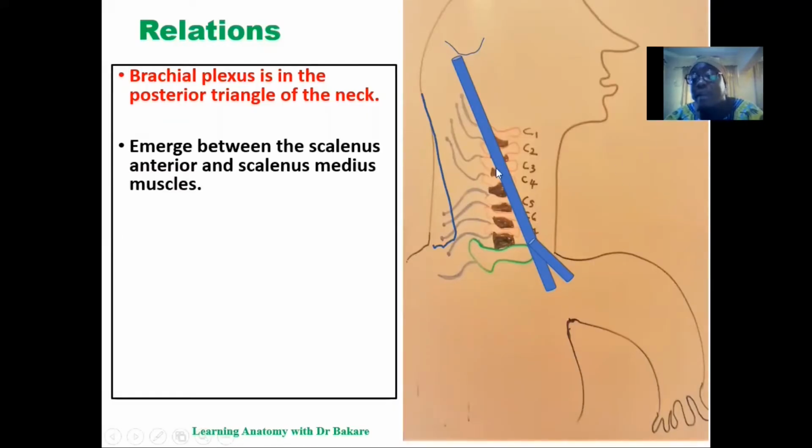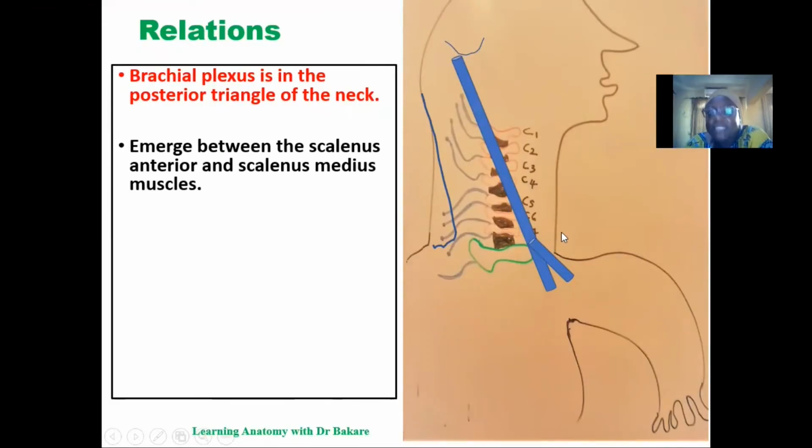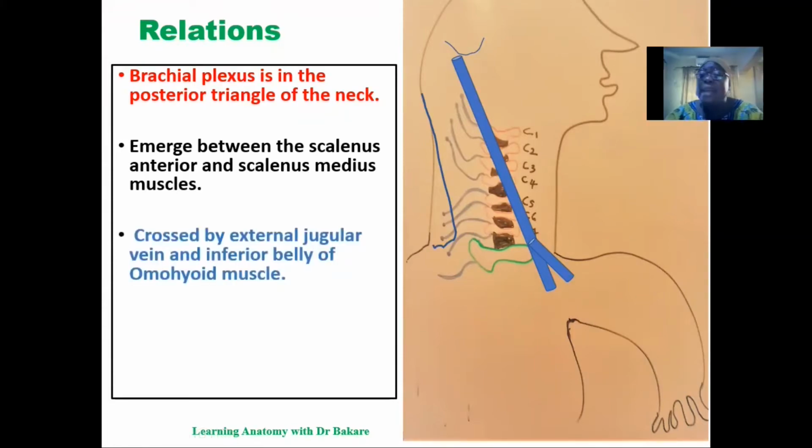The trunk of the brachial plexus is sandwiched between the anterior and the middle scalenus muscles that are located within the posterior triangle. The brachial plexus is also crossed by some structures, and this includes the external jugular vein. This is the external jugular vein that crosses the brachial plexus. We also have the inferior belly of the omohyoid muscle, which is highlighted in red. We have a superior belly of the omohyoid muscle in the anterior part, which is located in the anterior triangle. But the inferior belly of the omohyoid muscle crosses the brachial plexus within the posterior triangle.